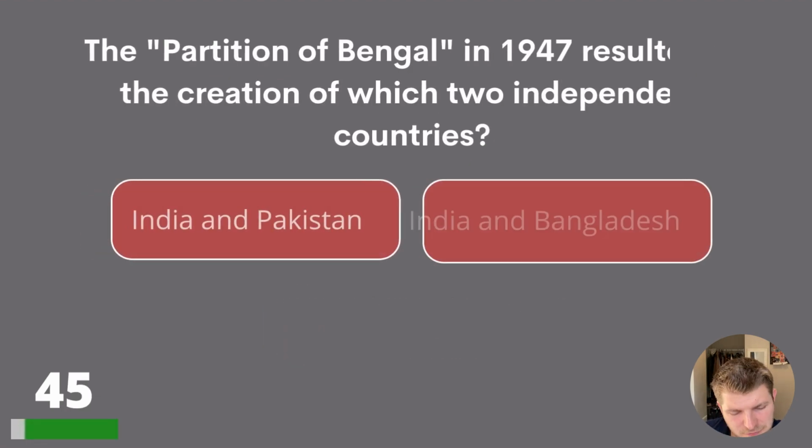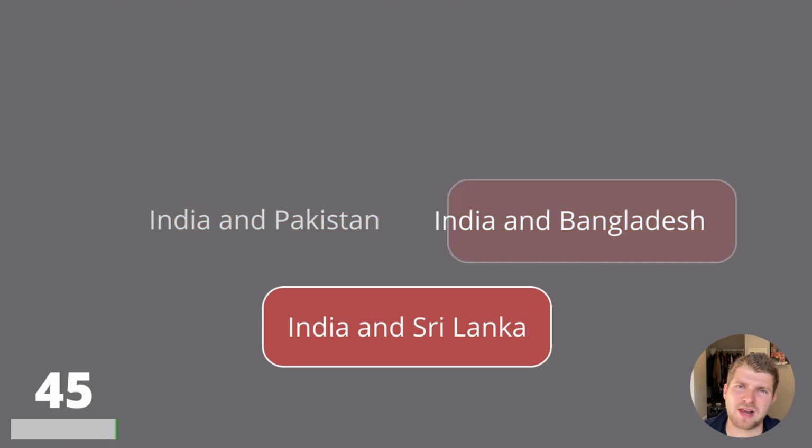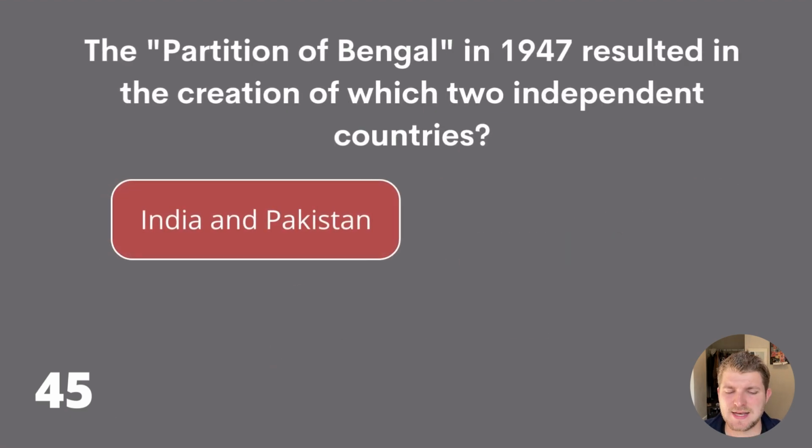Here's 45. The partition of Bengal in 1947 resulted in the creation of which two independent countries? India and Pakistan, India and Bangladesh, or India and Sri Lanka? The answer is India and Pakistan.